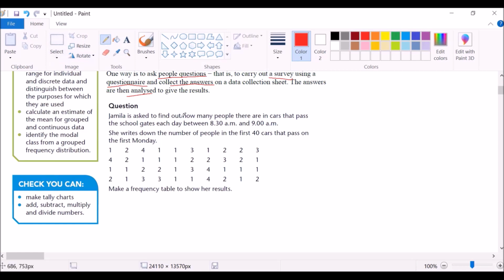Jamila is asked to find out how many people there are in cars that pass the school gate each day between 8:30 and 9 a.m. She writes down the number of people in the first 40 cars that pass on the first Monday. So this is the data that has been collected. Make a frequency table to show her results. So we can use a table to say number of people, and then we may have what we call a tally, and then frequency, which shows the number of occurrences.